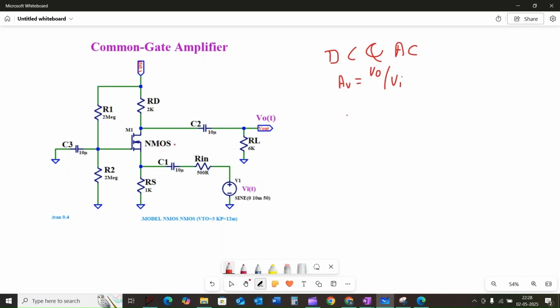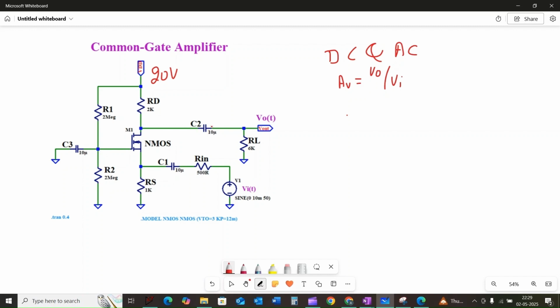As you can see here, we have a biasing resistor R1 and the resistor R2 and RD and RS. And we also have a load RL, an input voltage Vi, and the DC voltage source VDD as 20 volt. Notice the capacitor C1 couples the input voltage source at the source node.